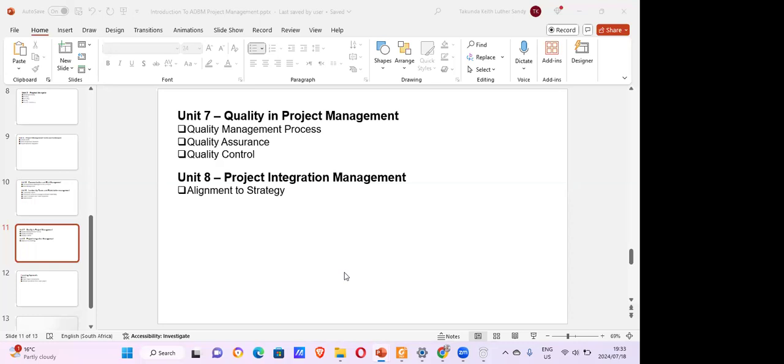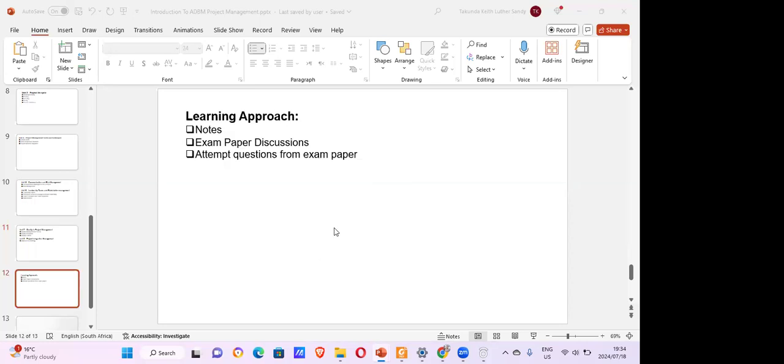Then last but not least, we will look at project integration management, right? Integration management is a field that integrates different areas of project management, say project quality management, project risk management, project communication management, okay, project scope management. All those different areas that constitute project management, we integrate them under project integration management. All right. So in a nutshell, these are the topics that we are going to look at.